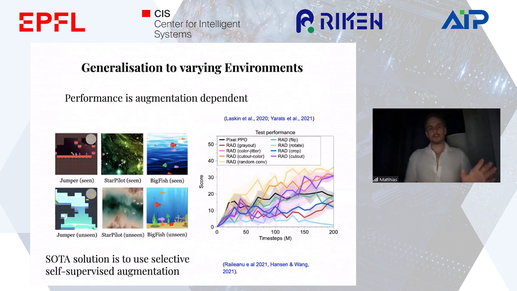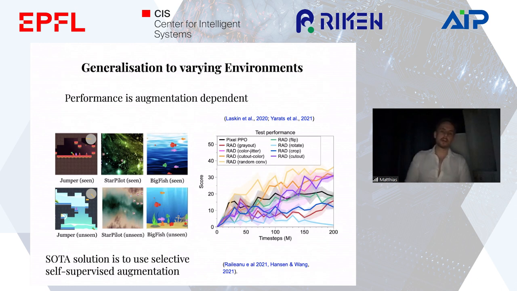On top you see the training environments: jumper, star pilot, big fish. On the bottom, you see the test environments, so the training versus test environments, just to give you an idea. And on the right, you see how different augmentation methods perform. I'll give you a second to look at it. The baseline is the black one. You see some of them in fact perform better and some even worse than the baseline in the training process, where the time steps are in millions.